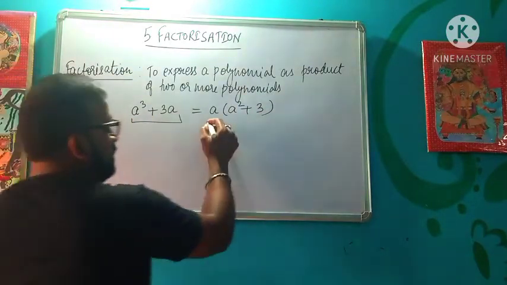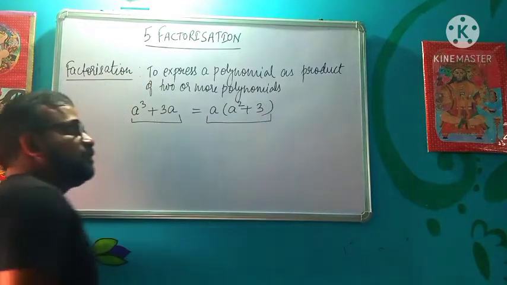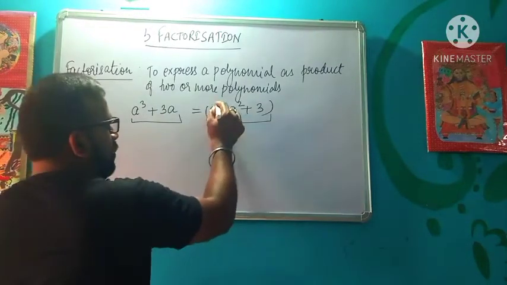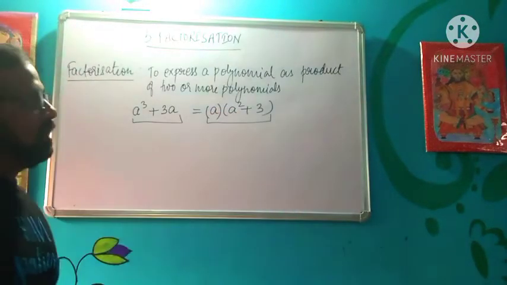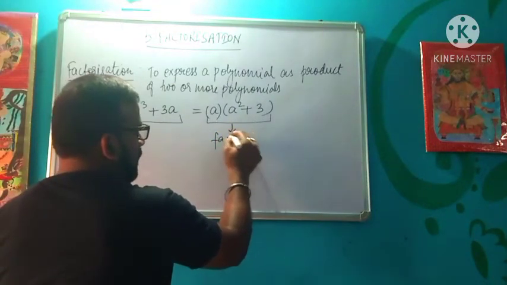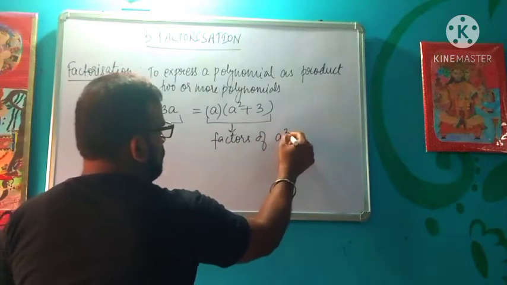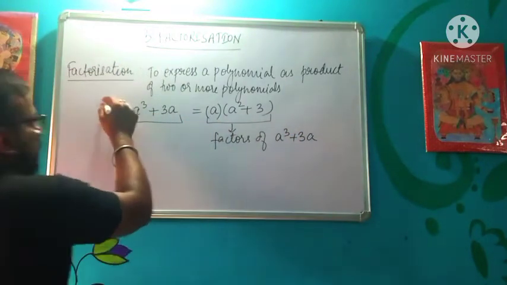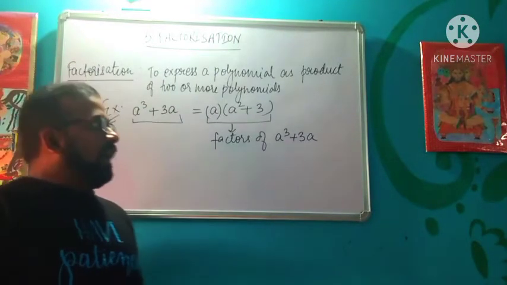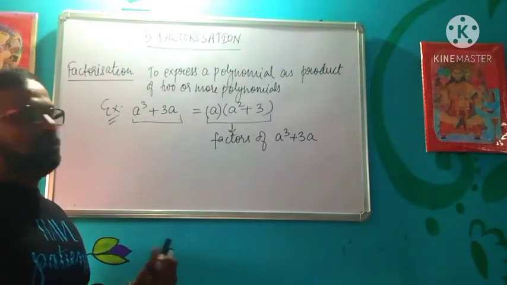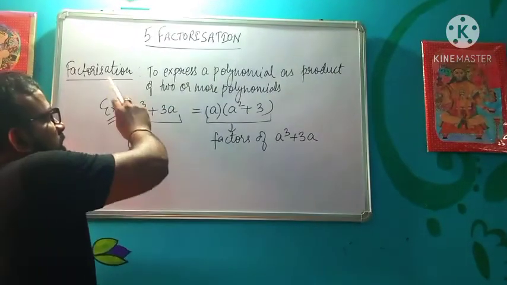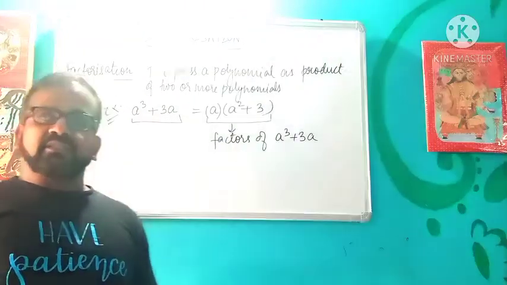Now this expression can be written in terms of two polynomials. See, there are two polynomials, a and a square plus 3. These two are known as factors of a cube plus 3a. So if we can express an algebraic expression as a product of two or more polynomials, then that process is known as factorization.